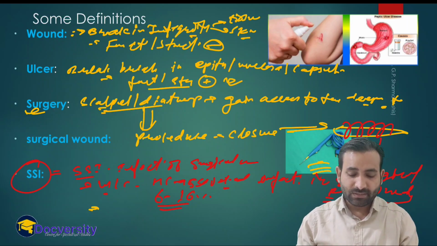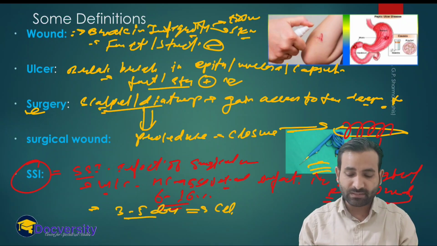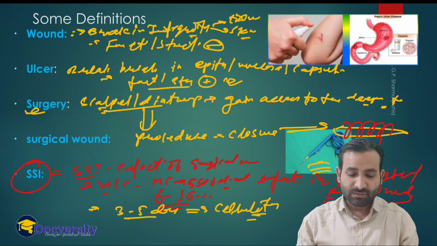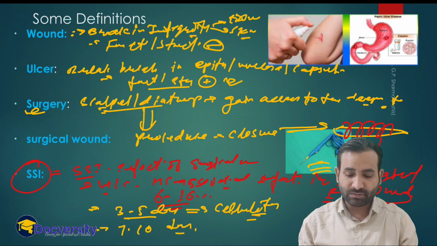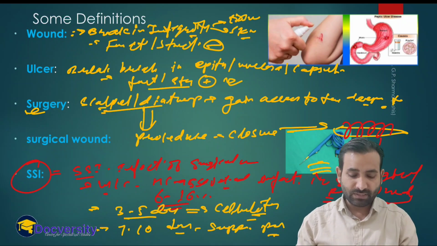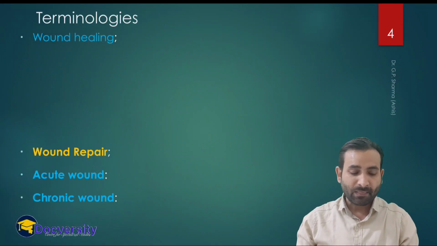Another point, this infection usually develops in 3 to 5 days. In these 3 to 5 days it develops cellulitis around the wound. Around 7 to 10 days it develops what? Suppuration. Suppuration means pus formation. Is that clear? So these are the questions in the exam. Please remember this one for the exam.